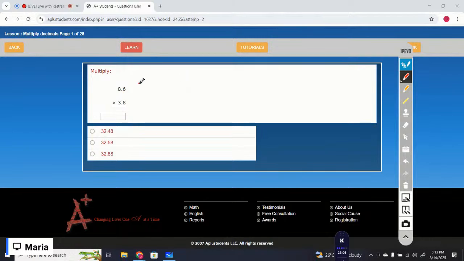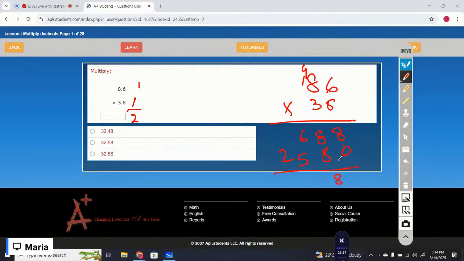8.6 has one decimal place and 3.8 has one decimal place. Answer must have two decimal places, right? So now let's just multiply them without the decimal point. I'm doing the long multiplication method. You guys already know how to do it, right? 8 times 6 is 48, write 8, 4 carry. 8 times 8 is 64, 65, 66, 67, 68 it is. 3 times 6 is 18, 3 times 8 is 24 and 1, 25.